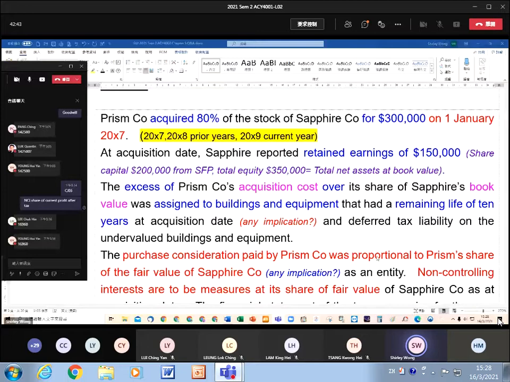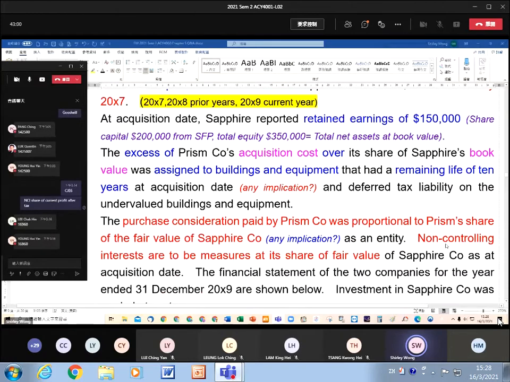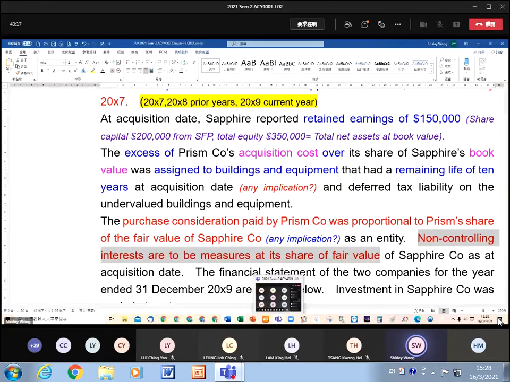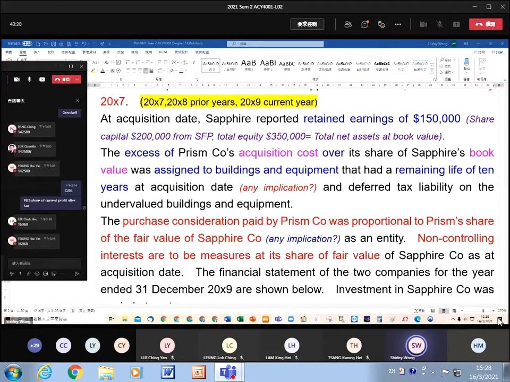Remember, we have learned this in chapter 4. When there is a control premium, the share of goodwill will be different. When there is no control premium, it is easier for you. That means if you know that 80% is 300,000, then what is the amount of 20%? In this case, they do not give you the fair value of NCI. Instead, they give you a sentence that it was proportionally shared. Once it is proportionally shared, it means no control premium, so you are able to calculate the NCI's fair value based on 80% being 300,000. How about 20%? You need to calculate it correctly.